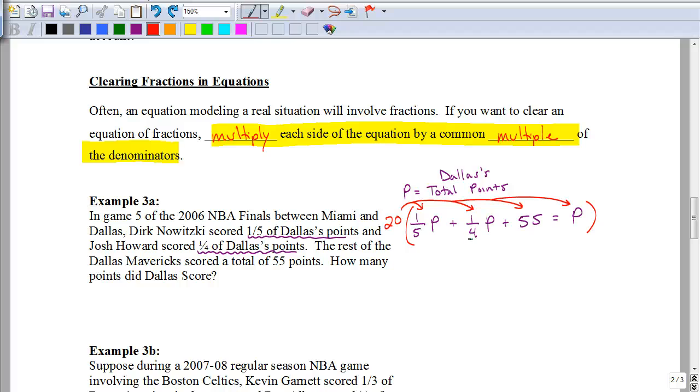Okay, so now let's do this. Let's multiply everything by 20. 20 times 1/5, or 1/5 of 20, gives me 4. 1/4 of 20 gives me 5. 20 times 55 gives me 1100. And 20 times P gives me 20P. So now I want to simplify what I can so I can add these two. That's 9P.